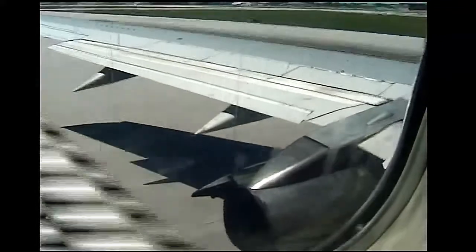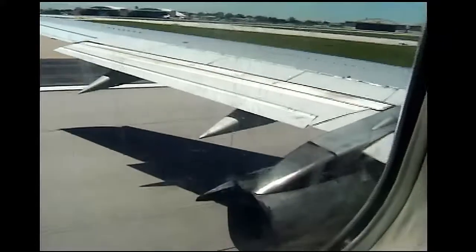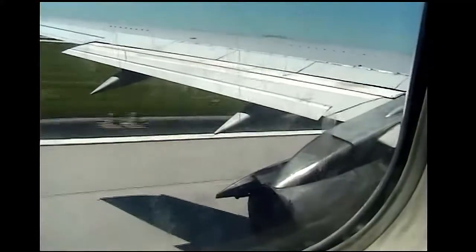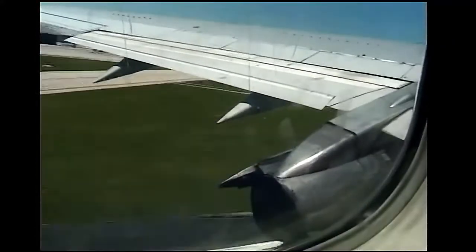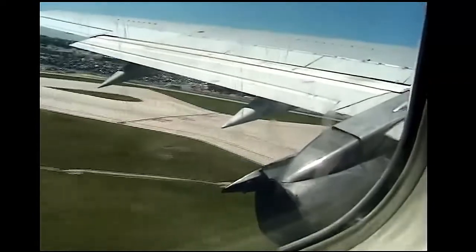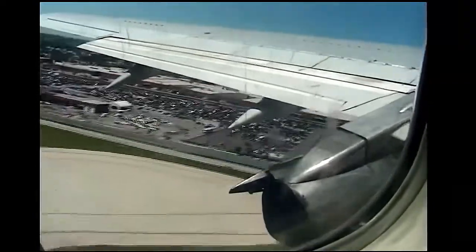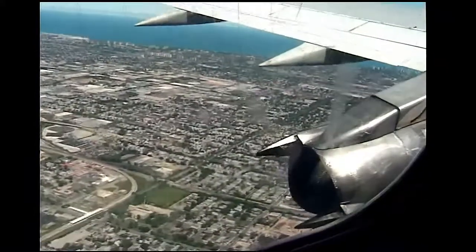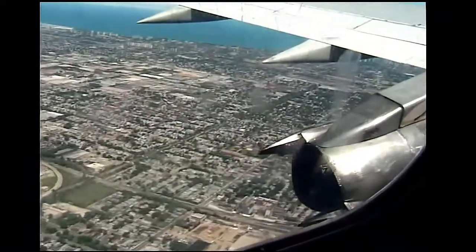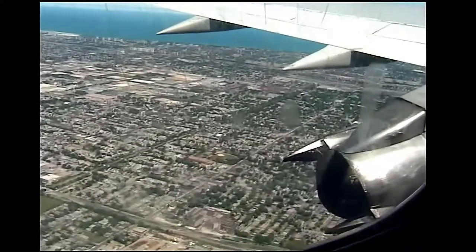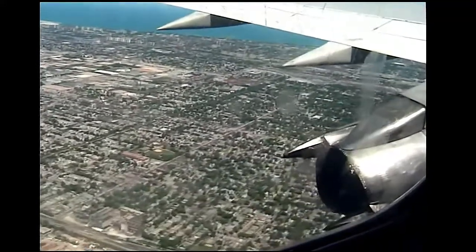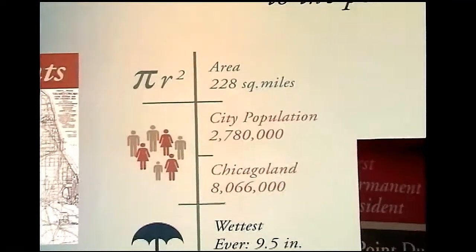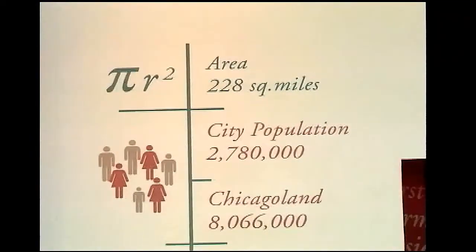We're taking off on a jet from Midway Airport in Chicago. Now we're flying over Chicago. Beyond is Lake Michigan. Up on the sky deck of Sears Tower was this information about Chicago.